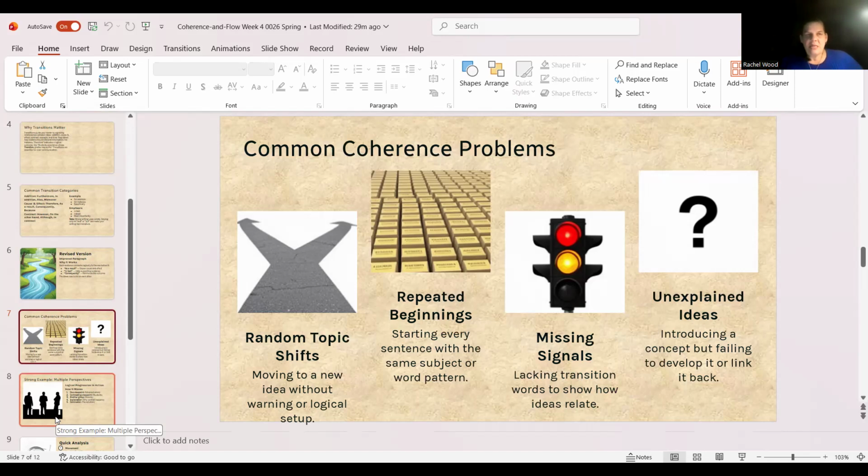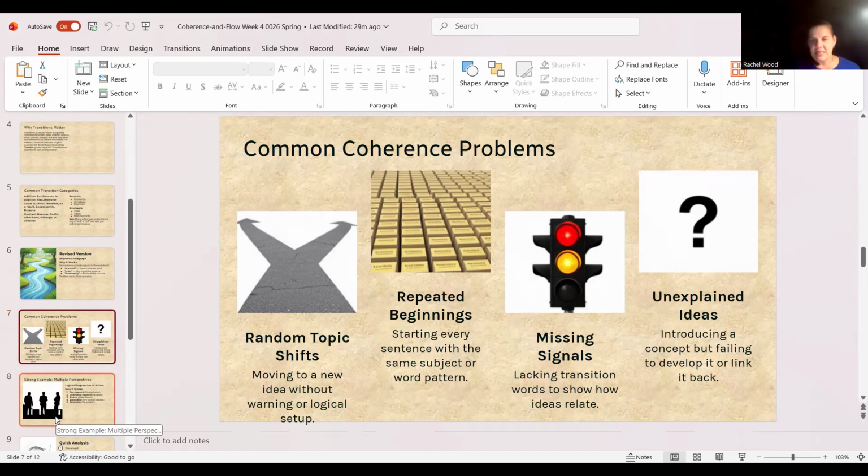A lot of students tend to focus on the same word to start every sentence because when it works, it works. But you don't want to do that. As I said in the previous slide, you want to make sure that you have variety in your sentences. So making sure that you don't start every sentence with the same subject or the same pattern is critically important.